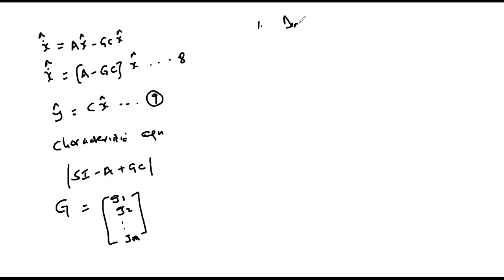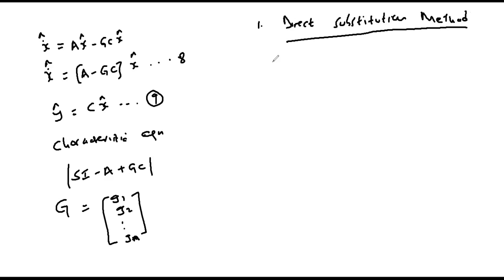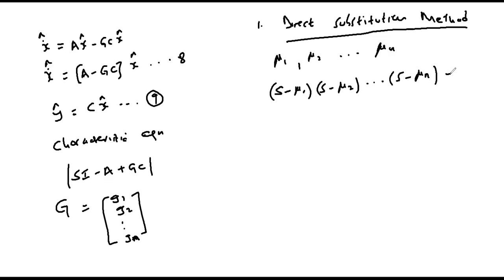The first method will be the direct substitution method. In the direct substitution method, if the desired locations of the poles are defined by mu1, mu2, all the way to mu n, we can obtain the desired characteristic equation as S minus mu1 into S minus mu2, all the way into S minus mu n, equals 0.